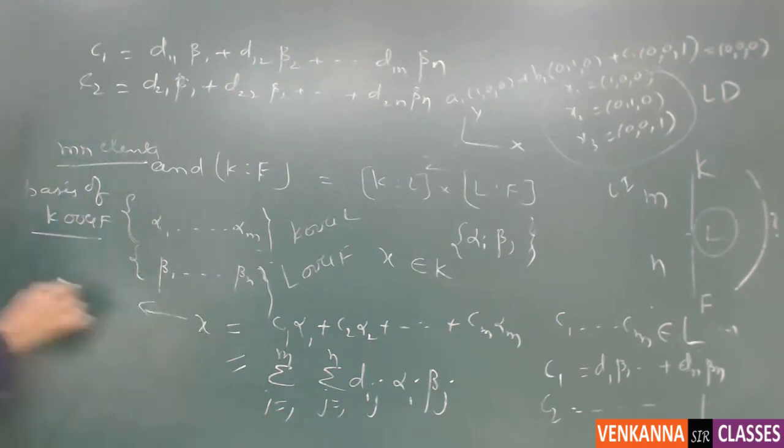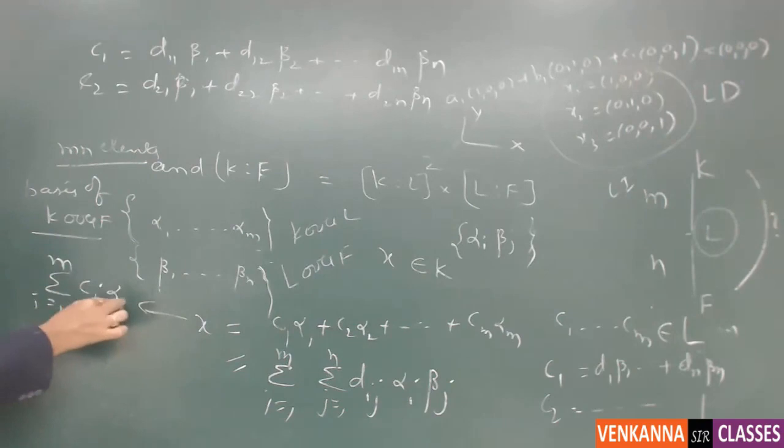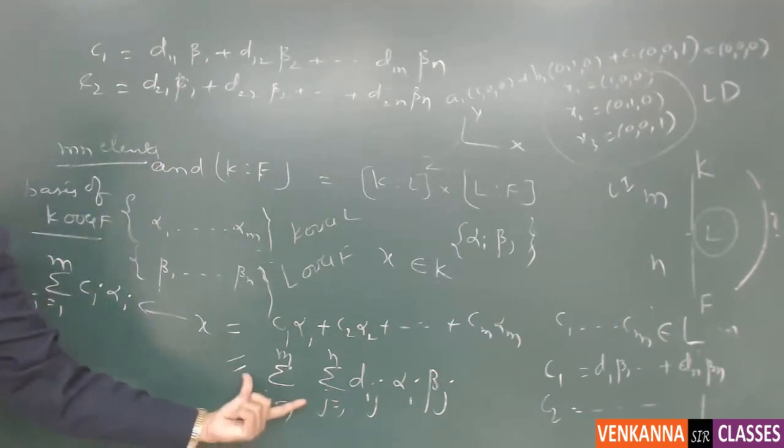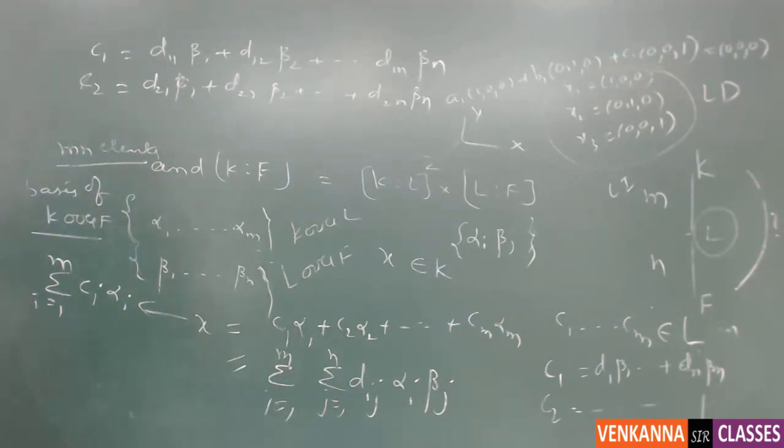So in a general notation, all these C's are written like this. Because this is nothing but the summation i equal to 1 to m of Ci alpha i, and each Ci is written like this. So this is the final linear combination. Okay. So please take a note of this. In this way, it spans K. Therefore, the result gets completed.